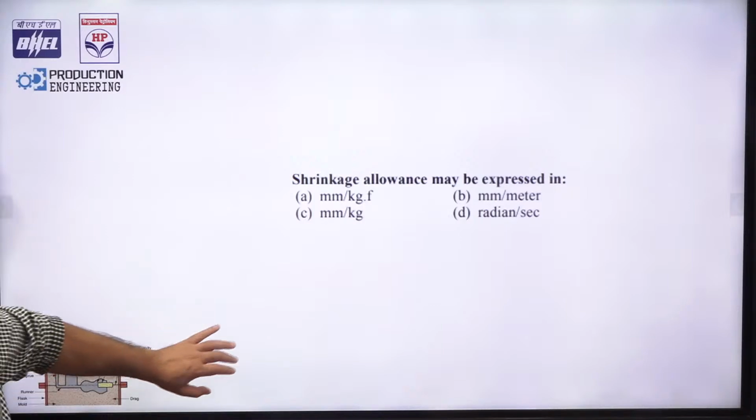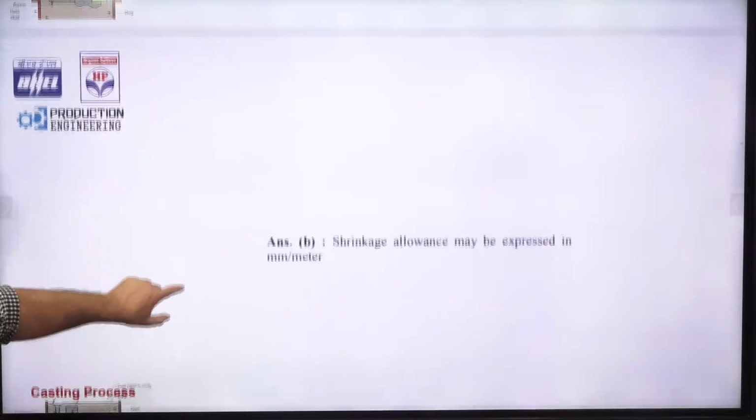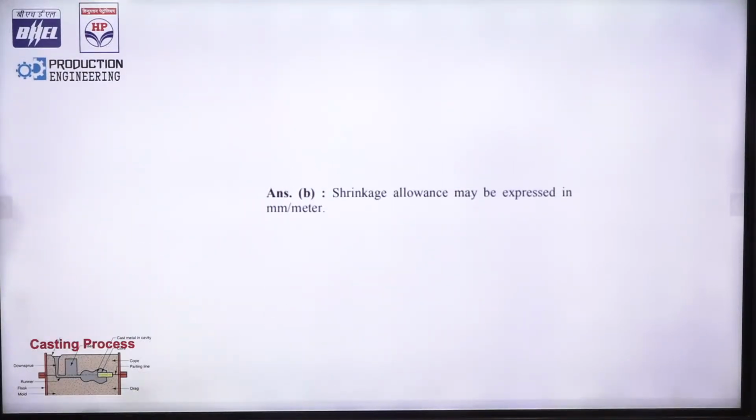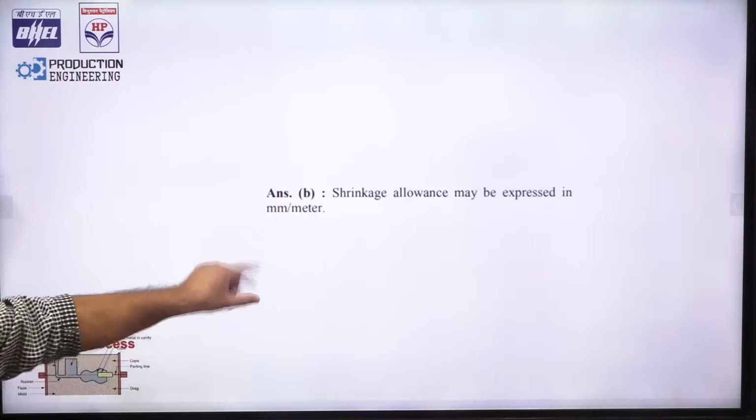What is the unit to calculate shrinkage allowance? Yes, it is millimeter per meter. And what about our tapered allowance? Tapered allowance can also be calculated in millimeter per meter, but also in degree. Shrinkage allowance is not calculated in degree, it is calculated in millimeter per meter.